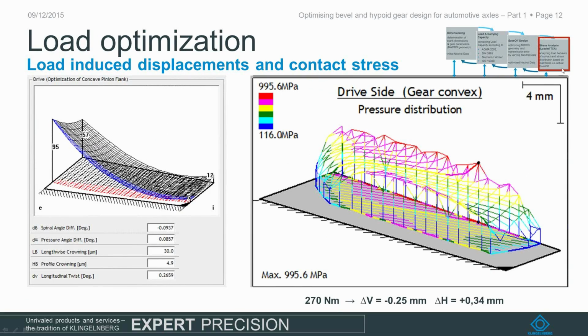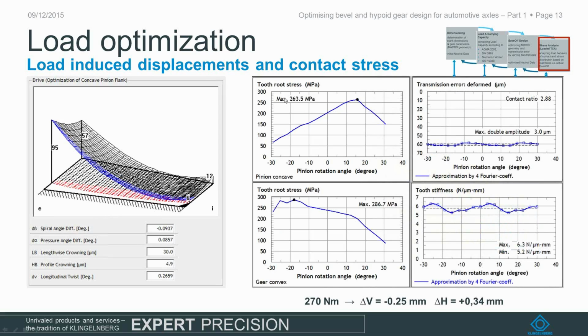Last but not least, we have also to ensure that we have a good stress behavior. We see here for this design that we have made before, we have a maximum Hertzian pressure in the range of 1000 megapascal, and our aim is to reduce this furthermore to have the chance to apply higher loads on this gear set. Therefore, we can also check other values like the tooth root stress. For this design, we see here a maximum stress in the tooth root in the range of 260 megapascals. And we have this for the pinion concave flank, and we have this also for the gear convex flank. So these values are almost similar.